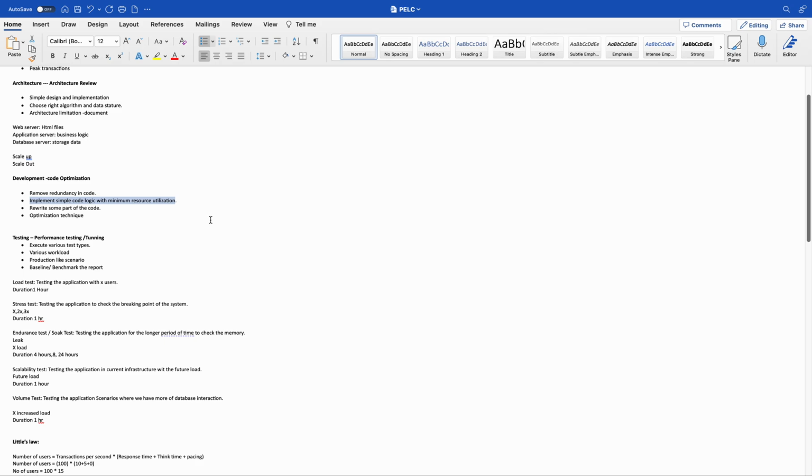Next one, in terms of memory management, we are supposed to be mindful of the memory usage. Efficiently manage memory by releasing the resources when they are no longer needed, avoiding memory leaks, and using the appropriate data structure to minimize the memory overhead.